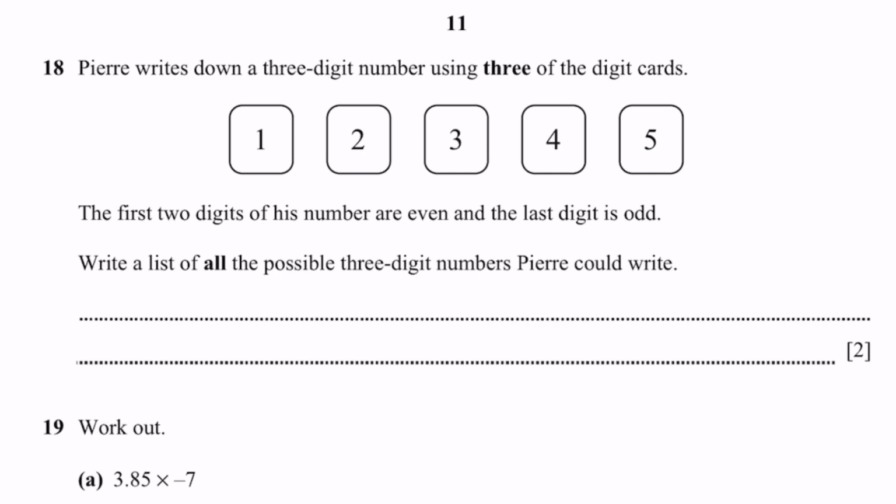Question 18. Pierre writes down a 3-digit number using 3 of the digit cards. The first 2 digits are even and the last is odd. That is a list of all the possible 3-digit numbers Pierre could write. So the first 2 are even.